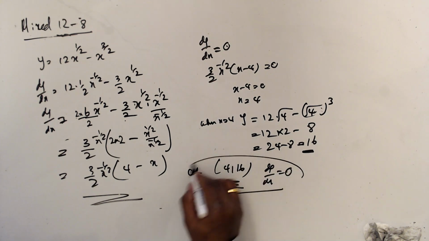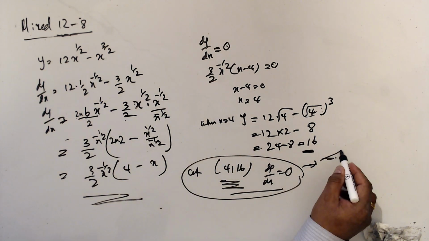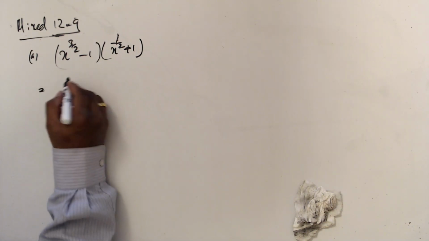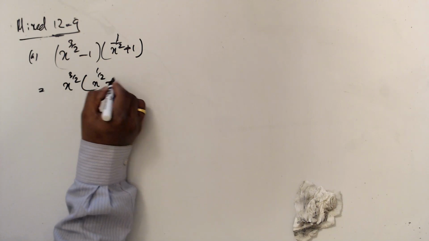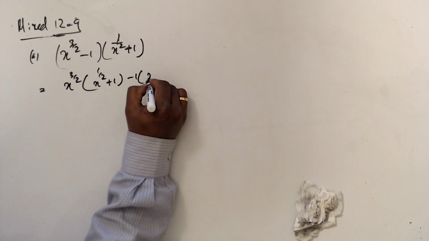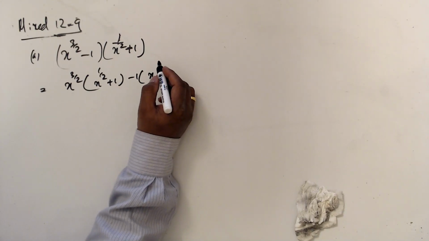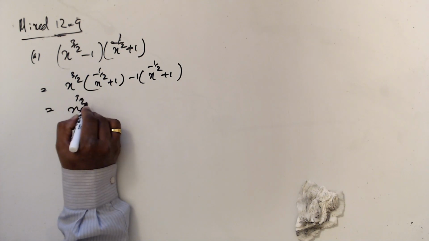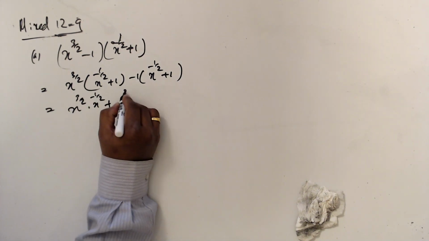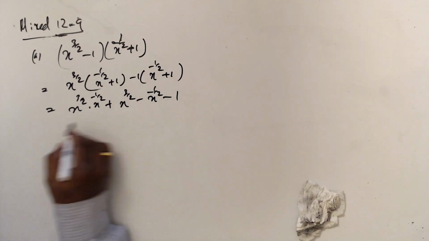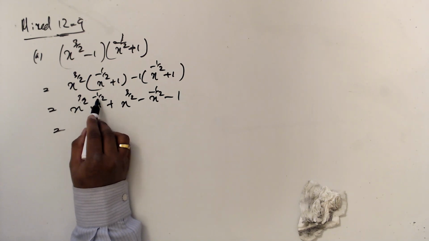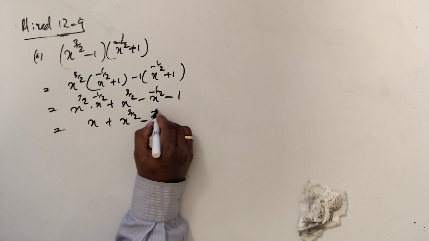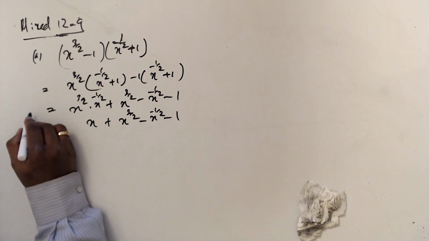If we want to see whether this is a minimum or maximum, we can use double differentiation, the second derivative test, or another test. So we'll expand this one: x^(3/2) times x^(1/2) plus 1, then minus 1, times x^(-1/2) plus 1. So this is x^(3/2) times x^(-1/2) plus x^(3/2) minus x^(-1/2) minus 1. When you add, 1.5 take away half is 1, so x, and this is x^(3/2) minus x^(-1/2) minus 1. So this is y.